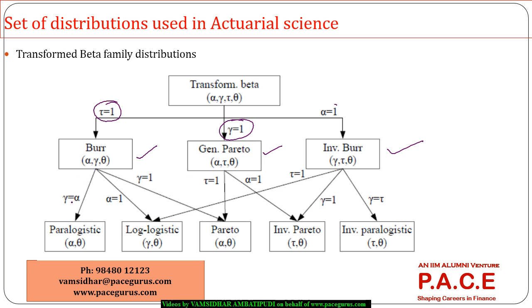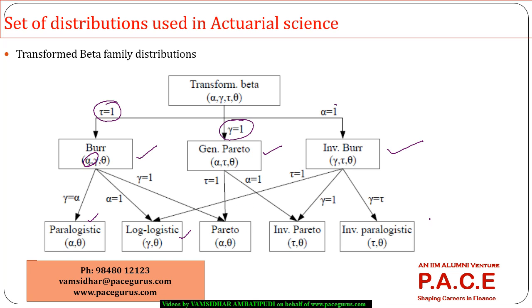Now within the Burr distribution again, if gamma and alpha, both of them are equal, it is typically called a paralogistic distribution. Because we have both alpha and gamma as equal, we don't need to define them separately. But instead of alpha being the same as gamma, if it becomes 1, it becomes a log logistic distribution. And instead of gamma being equal to alpha, if gamma becomes 1, it becomes a Pareto distribution.